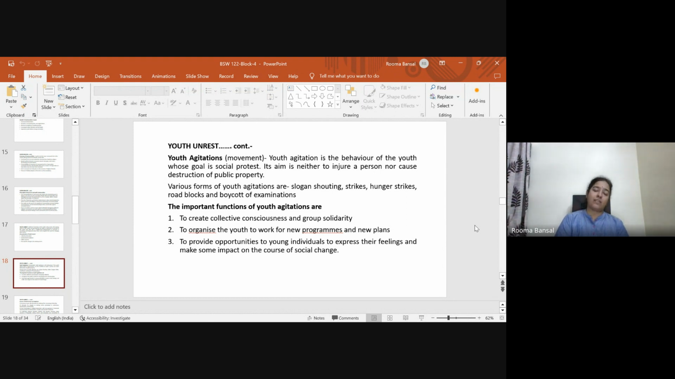Why are young people doing this? There are some reasons behind it. The main functions of youth agitations are to create collective consciousness and group solidarity, to organize the youth to work for new programs and new plans, to provide opportunities to young individuals to express their feelings and make some impact on the course of social change. These are the main functions of youth agitations, meaning why youth agitations or youth movements are organized.